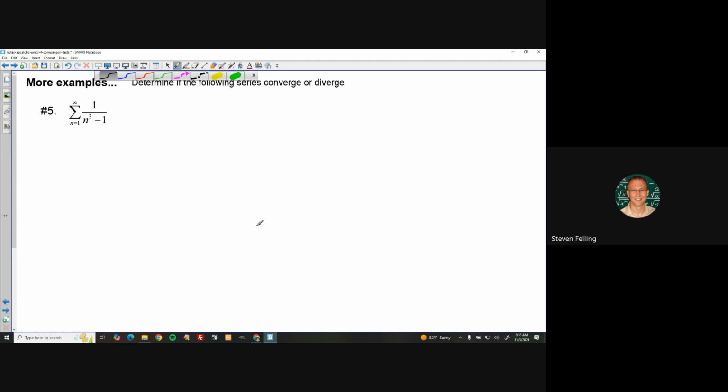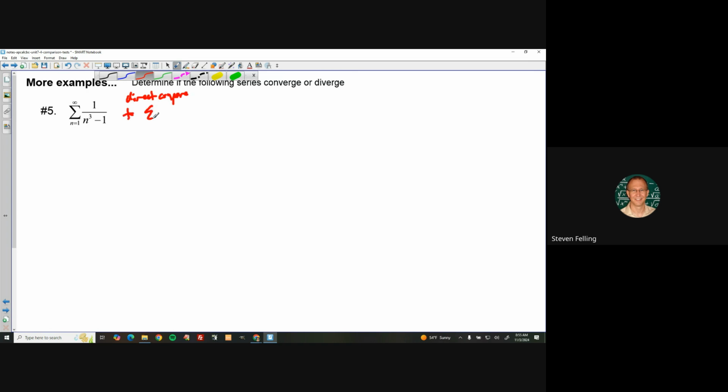For this one, I think it would be instructive maybe to do every one of these by both limit comparison and direct comparison, just to see which will work. Okay, so let's try both. Let's try direct comparison first.